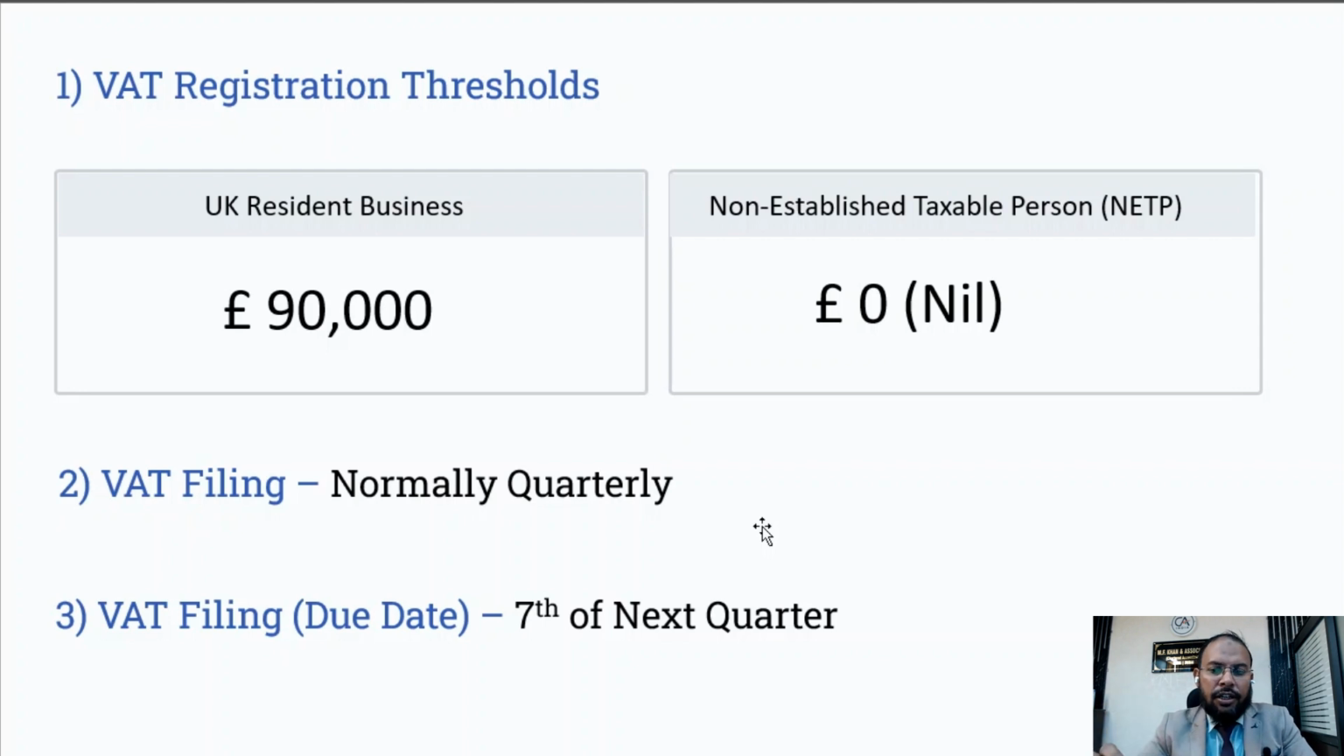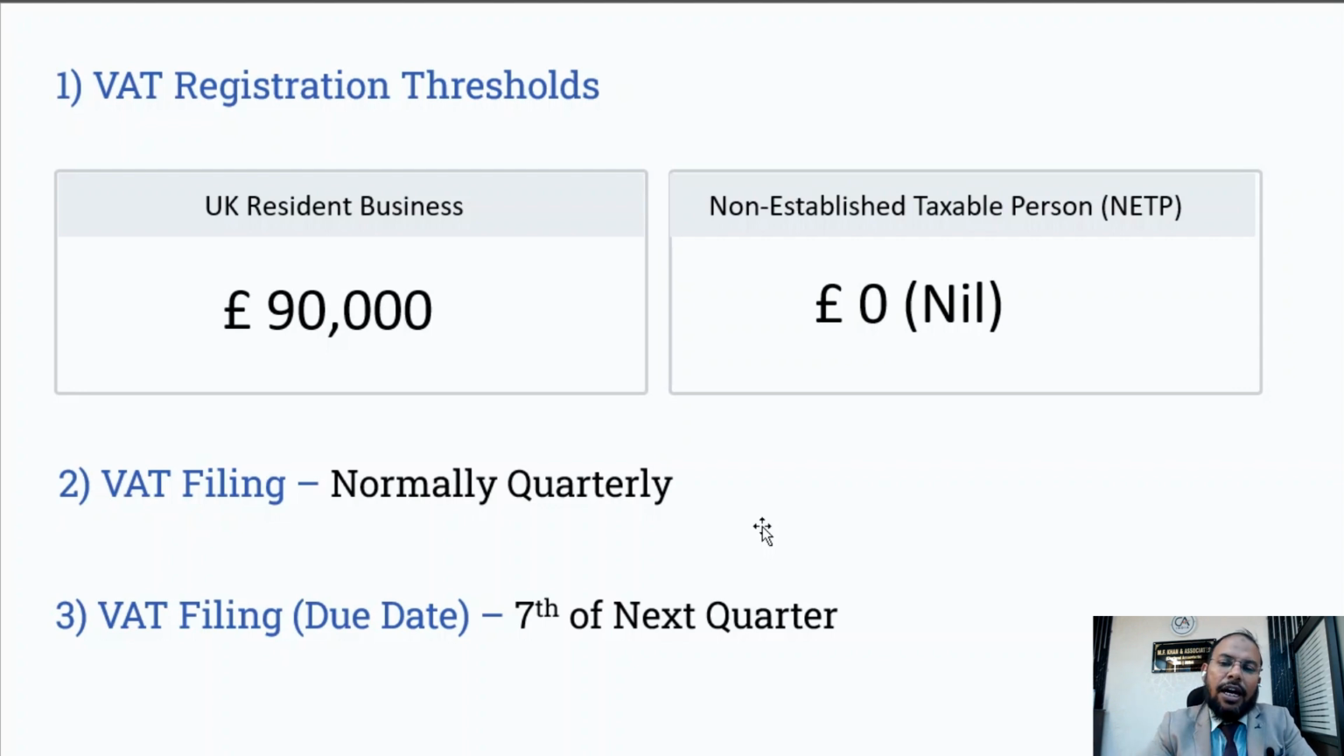Regarding non-residents, the technical name of a non-resident in the UK is non-established taxable person. It means if your company or proprietorship is not registered in the UK, you will be considered a non-resident and fall under non-established taxable person. If you are an e-commerce exporter exporting goods from India, Dubai or KSA to the UK, you will be considered a non-established taxable person.